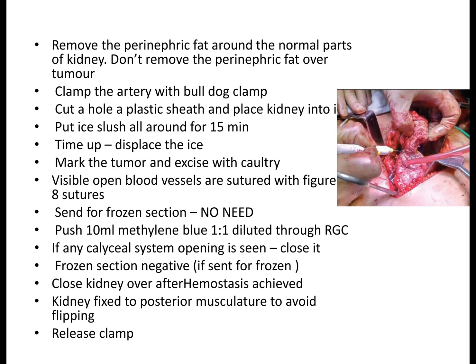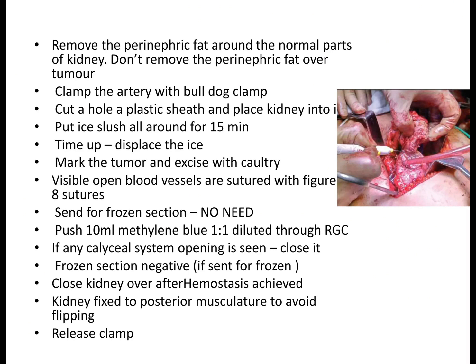Visible open blood vessels are sutured with 4-0 or 5-0 suture. Send the frozen section; some institutes send, some do not. And then push 10 ml of methylene blue through the already placed retrograde catheter at a ratio of 1:1.